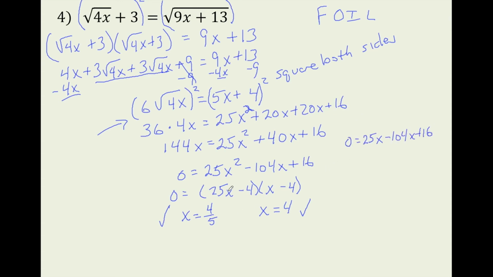All right, here's my answers. I checked them. They both work. No extraneous. 2 solutions. Let's go through this a little bit. Remember that little trick I showed you? Take this first term, multiply it by the last term. So this is x squared minus 104x plus 400. Much easier to factor.